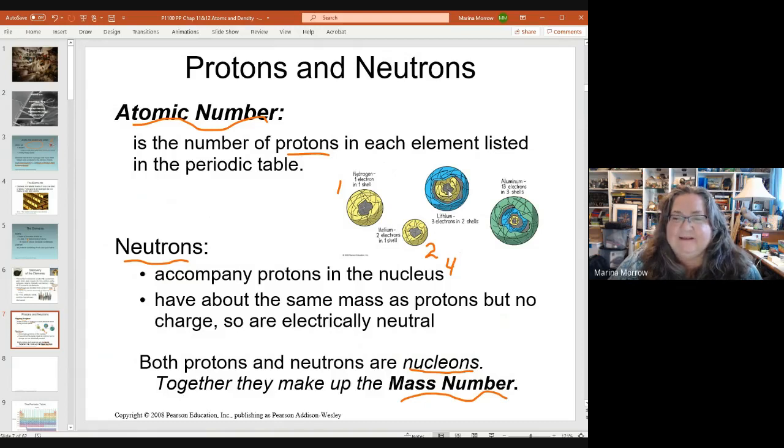And lithium has 3 protons. It's number 3. And again, it usually has 3 neutrons, so its mass number would be 6. And aluminum has 13 electrons and 13 protons in its nucleus, but it usually has more neutrons. So it might have 14, 15, 16 neutrons in there. You need more neutrons to help hold the atom together. We'll talk about that.